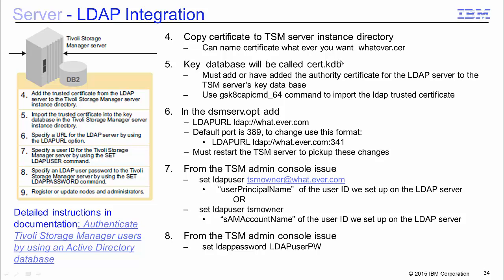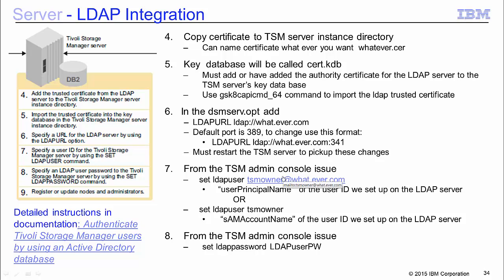Once you've added that authority certificate for the LDAP server, you're then going to go into the Spectrum Protect server's dsmserv.opt file, and you're going to add an LDAP URL. By default, our port is 389. If you do want to change that, for instance, to 341, then your option file will have LDAPURL, the URL:341. Now you need to stop and restart your Spectrum Protect server so it picks up these changes.